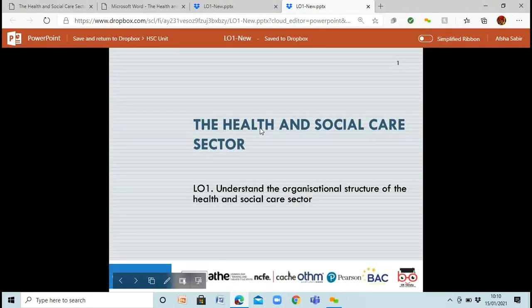There you go, it's loaded up. So we're going to be looking at the health and social care sector and at learning outcome 1 specifically today. So today we're going to understand the organizational structure of the health and social care sector. Like I said, there are a few assessment criteria: 1.1, 1.2, 1.3, 1M1 and 1D1, and we'll go through each assessment criteria throughout this PowerPoint.